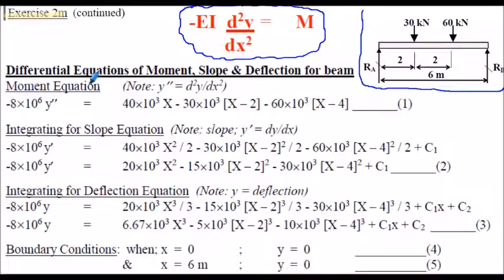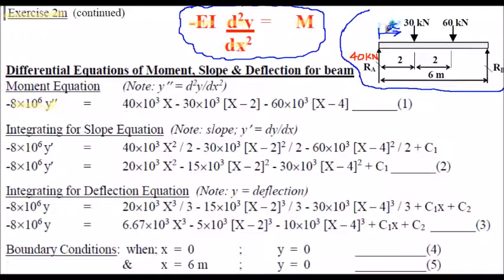So as always, we start from the second order differential equation of bending. So the negative EI multiplied by d2y by dx squared is equal to M. We've calculated the EI from the previous page. It was 8 times 10 to the 6 Newton meters squared. And I'm using the shorthand notation here. The y double dash is d2y by dx squared.